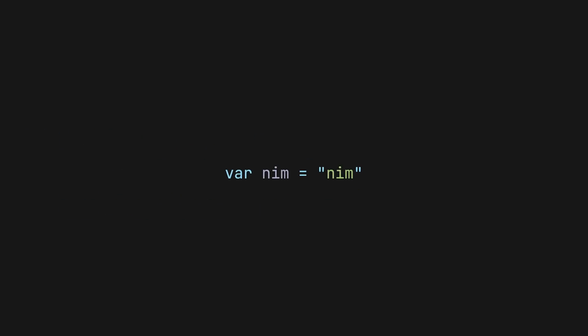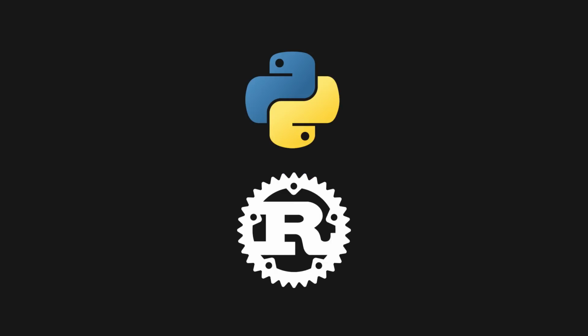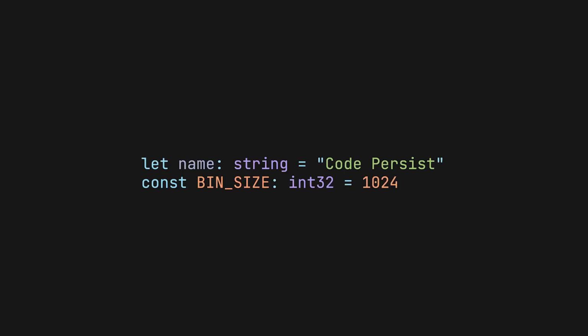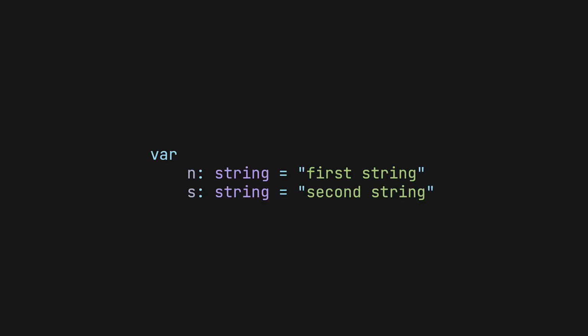To declare a variable, you use the var keyword, followed by the variable name, and if you want, the variable type. Similar to languages like Python and Rust, types are indicated with a colon and then the type. Nim also has type inference, so the types are not always required. Immutable variables can be defined with let, and compile time constants with const. You can declare multiple variables at once as well by indenting the declarations after var.